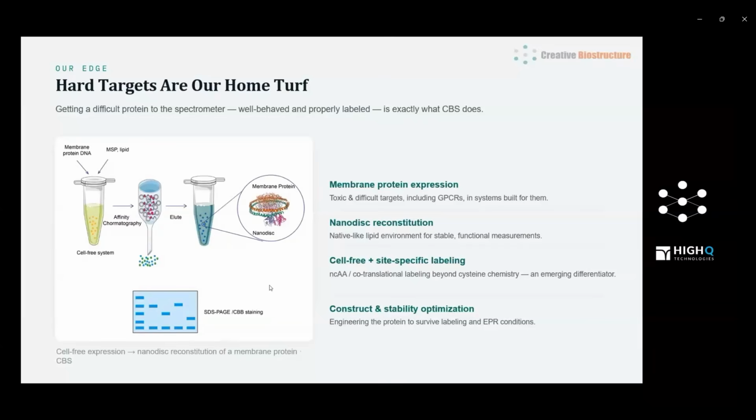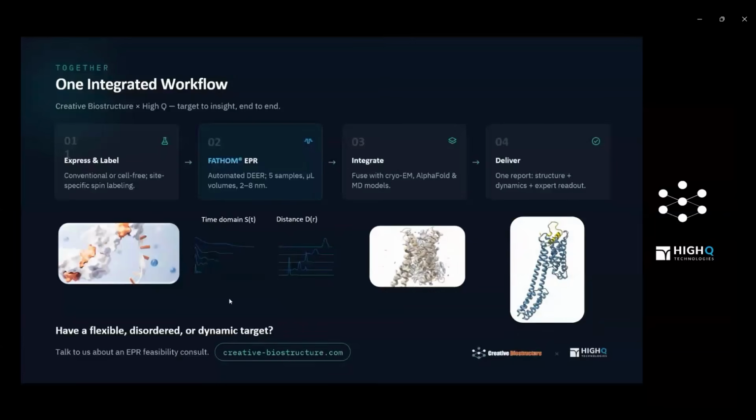And that's the shape of the collaboration, and I think it's a very clean one. HiQ brings the instrument and the EPR expertise and the judgment about where the label belongs. And then we bring the protein, correctly engineered and correctly labeled. With that, I want to put together the pipeline or the workflow. So first, express and label the protein. HiQ will advise us on label placement, and then we engineer and produce the protein.